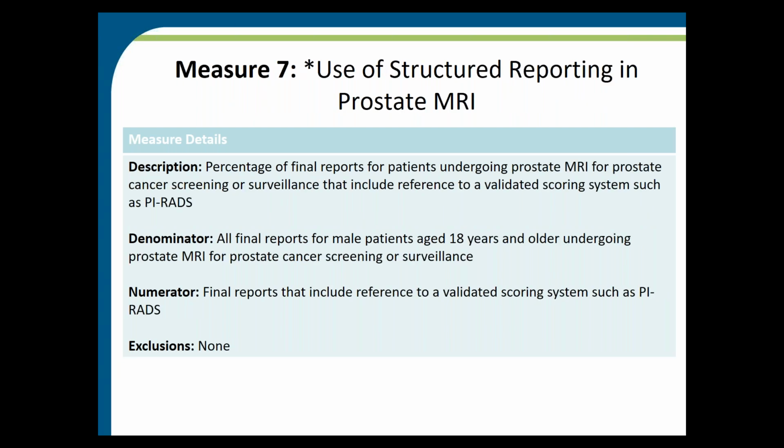Measure 7, the next QCDR measure, is the use of structured reporting in prostate MRI. So this measure is the percentage of reports for patients undergoing prostate MRI for prostate cancer screening or surveillance that includes a reference to a validated scoring system such as PIRADS. So pretty straightforward measure. The denominator is all the final reports for male patients 18 and older who are undergoing prostate MRI. And then the numerator is whether that final report included a reference to a scoring system such as PIRADS.